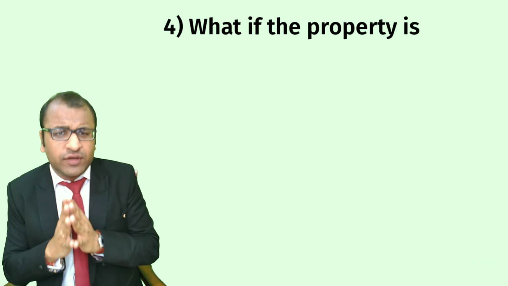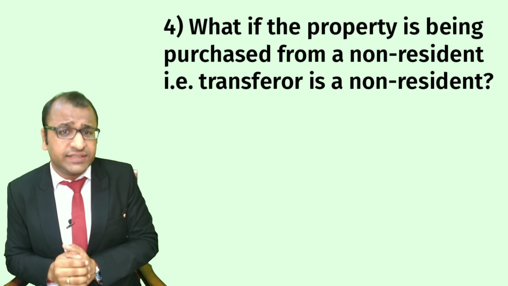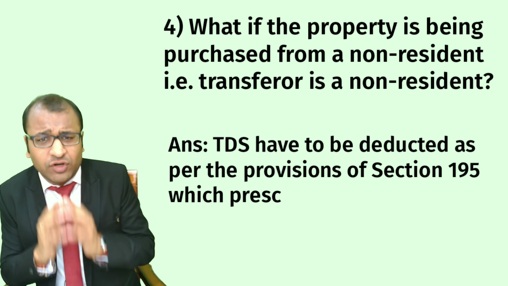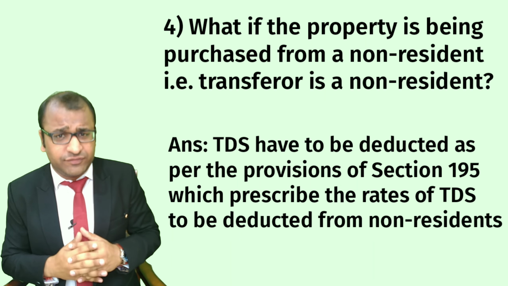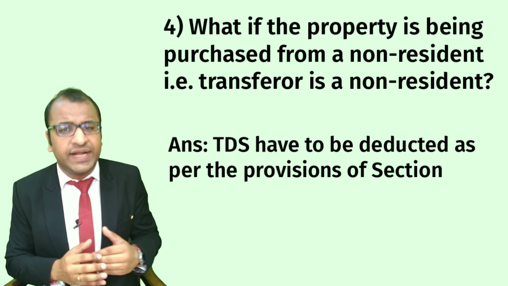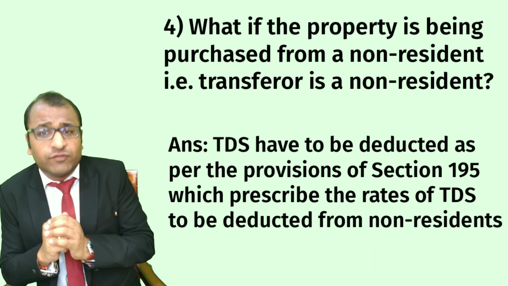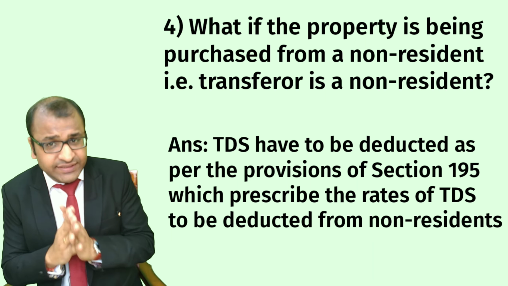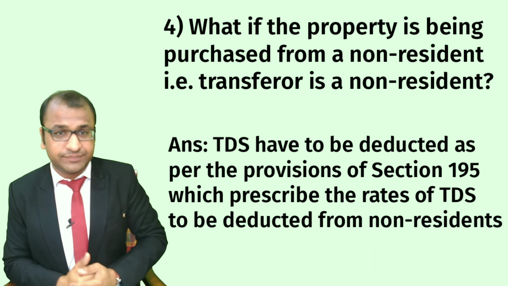Coming to the fourth question, what if the property is being purchased from a non-resident, that is, the transferor is a non-resident? The answer to this is, section 194IA does not apply in case of purchase of immovable property from a non-resident transferor. In such a case, TDS has to be deducted as per the provisions of section 195, which prescribe the rates of TDS to be deducted from non-residents while making payment of different natures. Needless to mention, surcharge and cess shall be applicable on the rates so prescribed where the transferor is a non-resident.